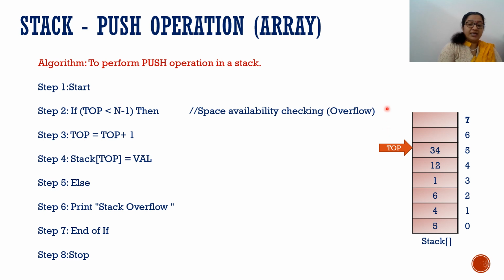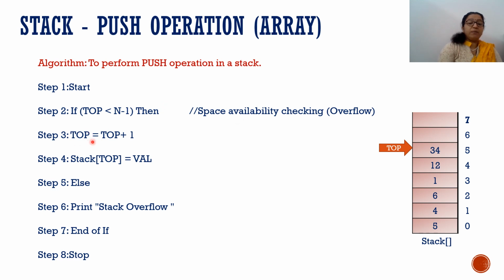So see the example here. N is the maximum size, suppose 8 is the value of n. So till n minus 1 only we can insert the elements. 0 to 7 we will get space. So if top is less than 7, then only we can insert. That is the condition here. If top is less than n minus 1, then there is space.